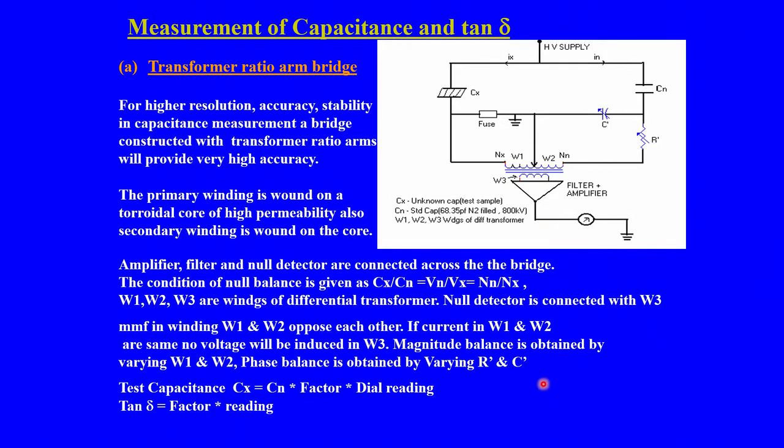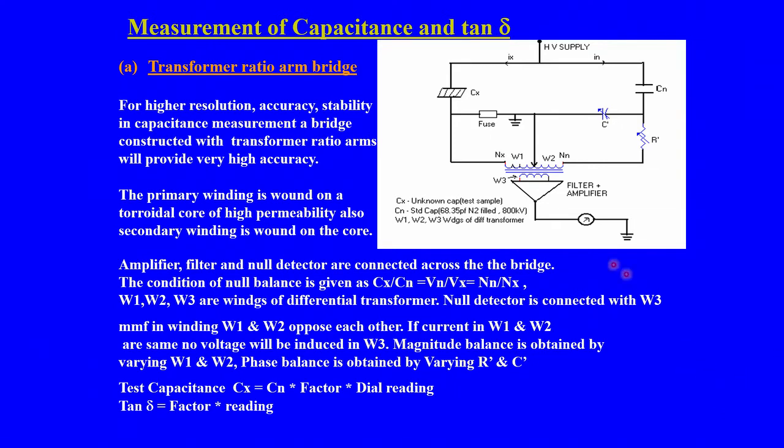The MMF in the windings of W1 and W2 oppose each other. If the currents in W1 and W2 are the same, no voltage will be induced in W3. The magnitude balance of the voltage is obtained by varying either W1 or W2, and to obtain the phase balance, this could be made by varying the variable resistance and variable capacitance which are in the circuit. So, for phase balance, variation of R and C could be used, and for the magnitude balance we could use the W1 and W2 windings.